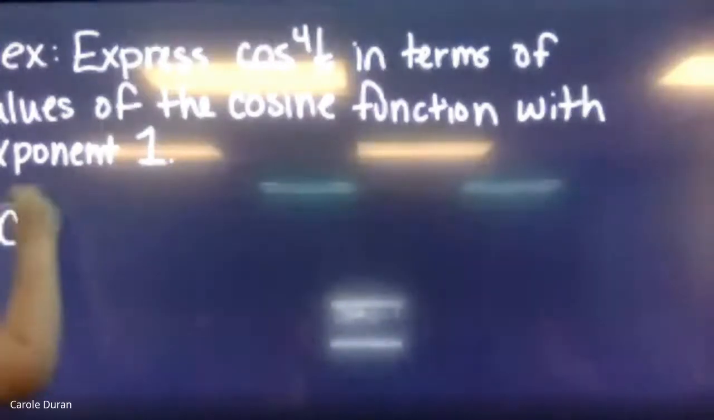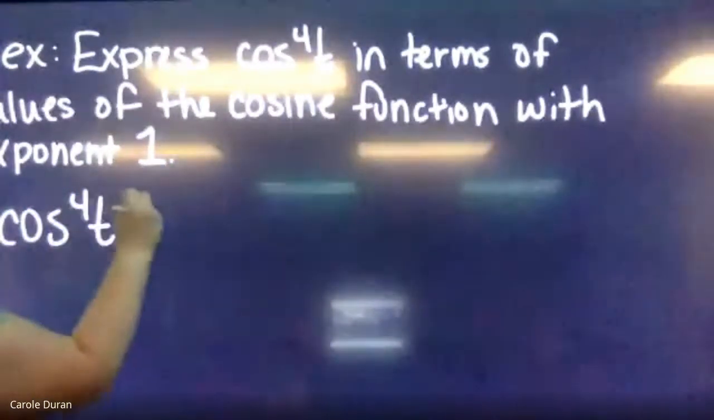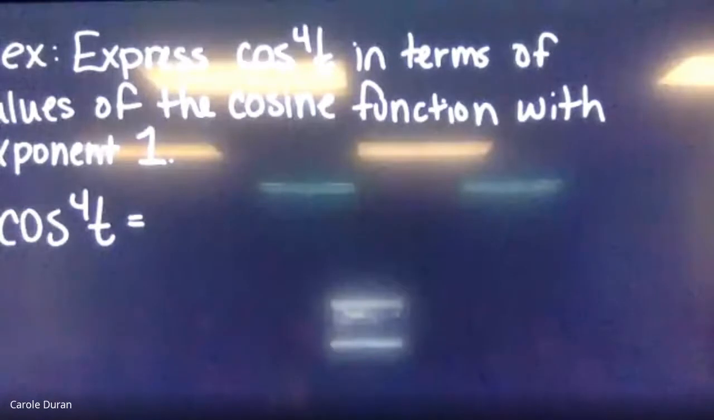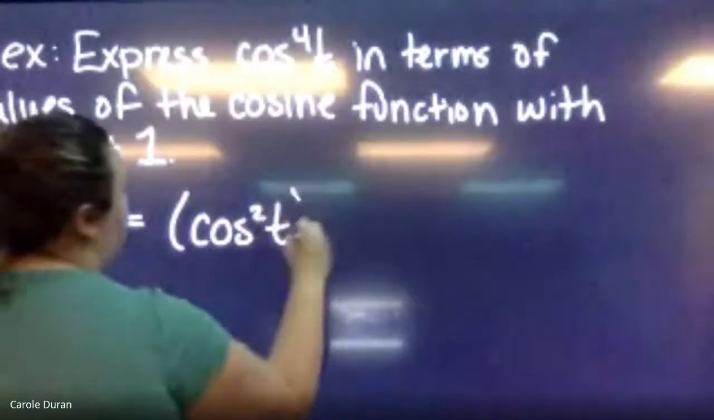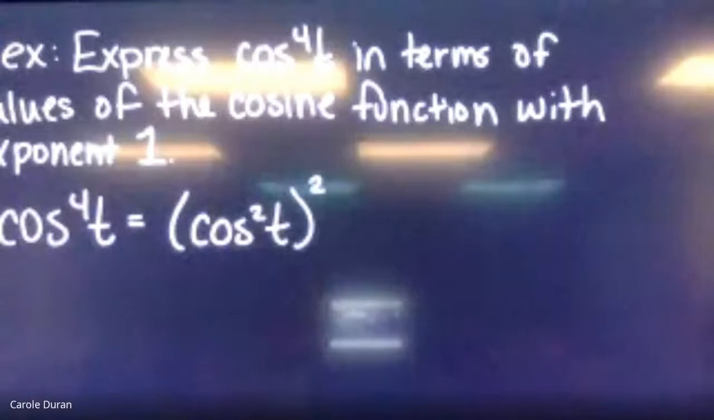Who has an idea of where we're going to start? Split the cosines into squareds instead of fours. Okay, so cosine to the fourth is the same as cosine squared squared. So this becomes cosine squared of t squared. But if you square it, doesn't the t also have an exponent? No, because I'm technically only squaring the cosine function. The t just happens to be inside the cosine function.